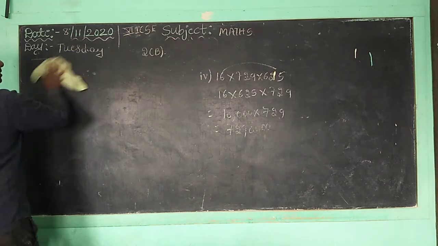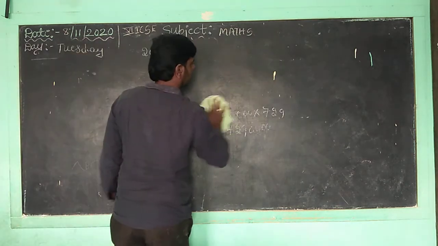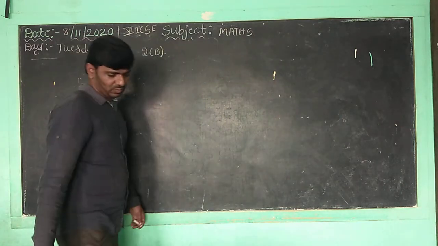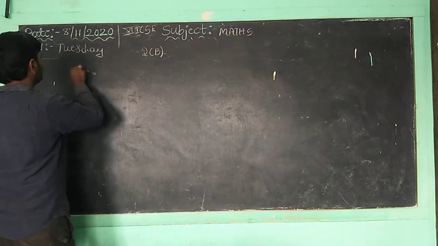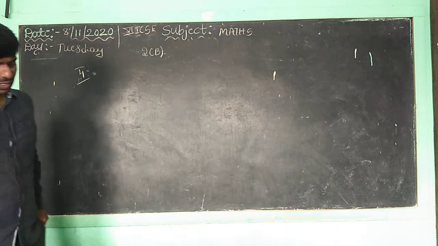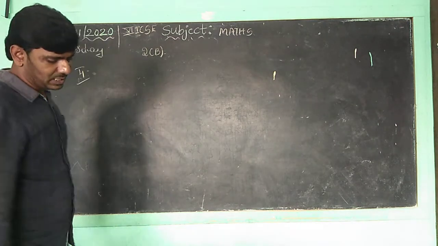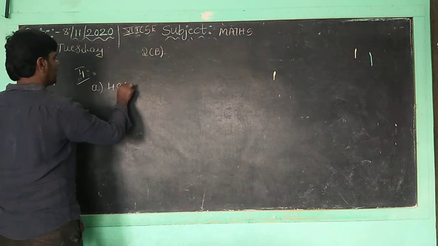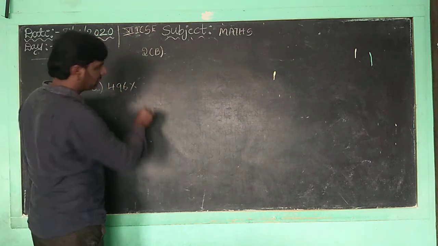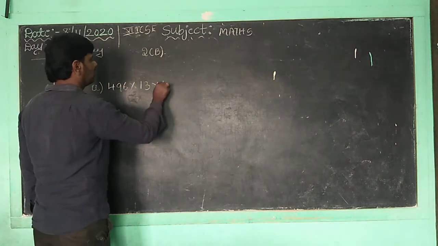Okay, children, now we want to take the fourth one. What is that fourth one? Find the value of the following. See, children, A is 496 into 13 plus 496 into 87.